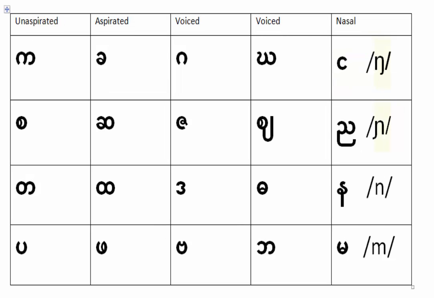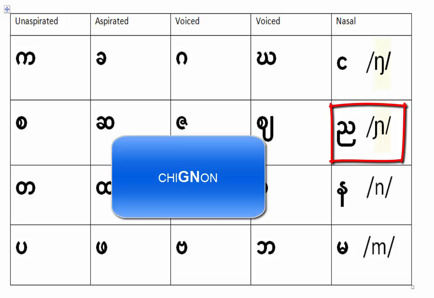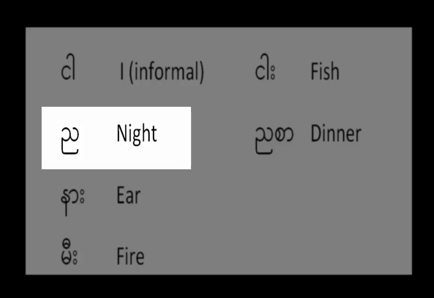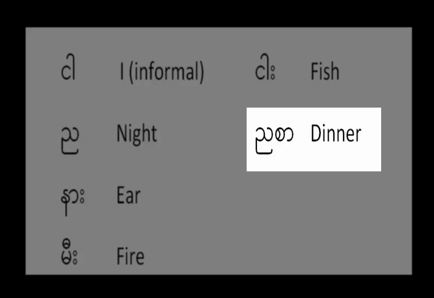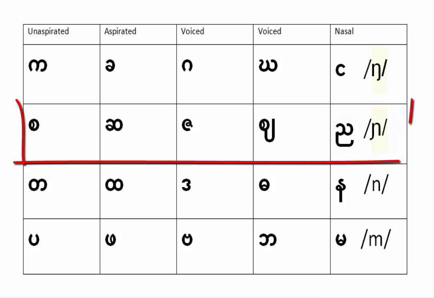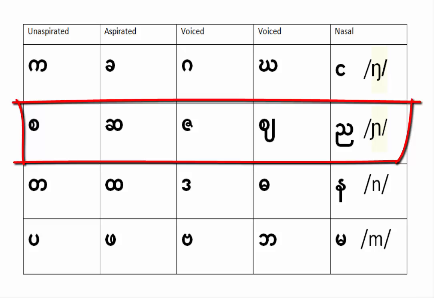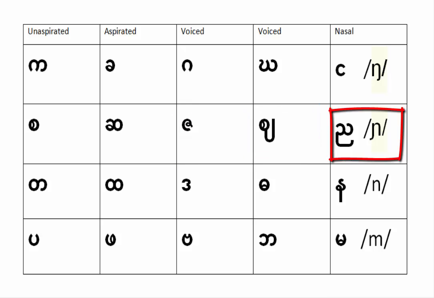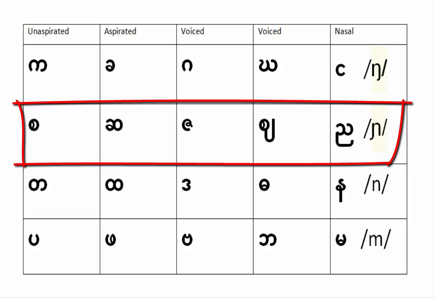Now let's look at the next nasal consonant letter, which is nya, which carries the sound nya, which you can hear in the middle of the word onion. But in Burmese, this nasal occurs at the beginning of the word. Our examples are nya, which means night, and nyaza, which is dinner. And the nasal letter nya belongs to the second row in the alphabet table, which is sa, sa, za, za, nya. Again, all the letters follow the same position of the tongue in articulation.